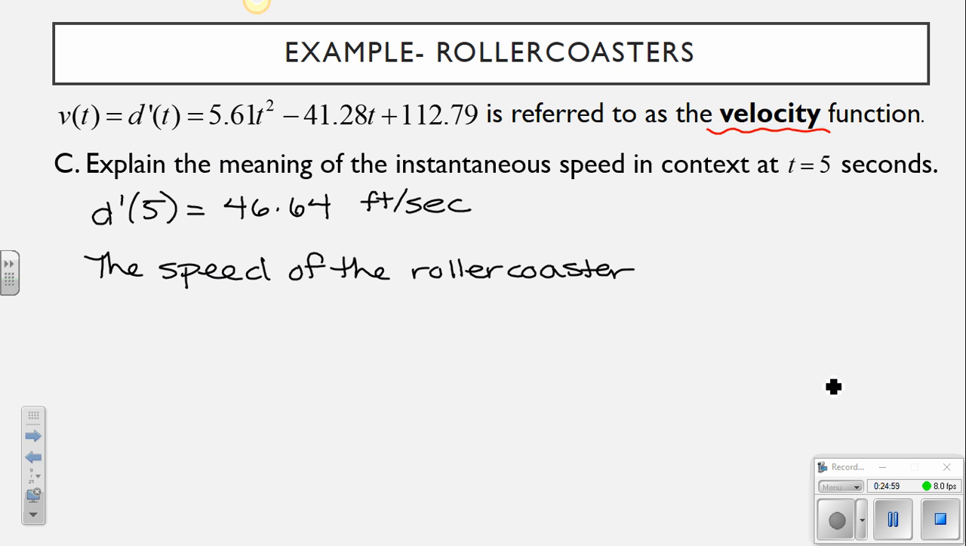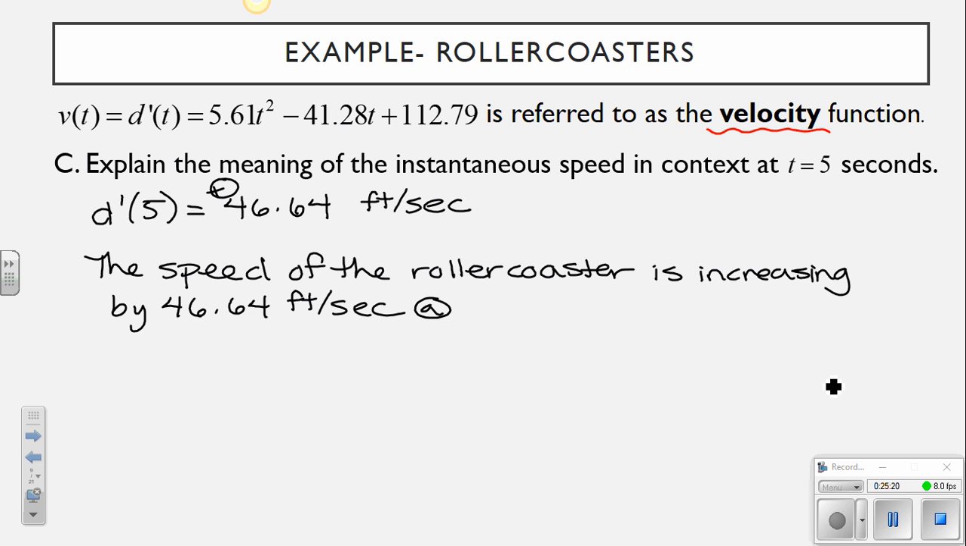It's increasing. You guys see that? Why is it increasing? Because the speed is positive. So the speed of the roller coaster is increasing by 46.64 feet per second at when? This is at one moment in time, and you have to specify that moment. When is it this speed and it's increasing? At t equals what? 5 seconds. You have to put that.